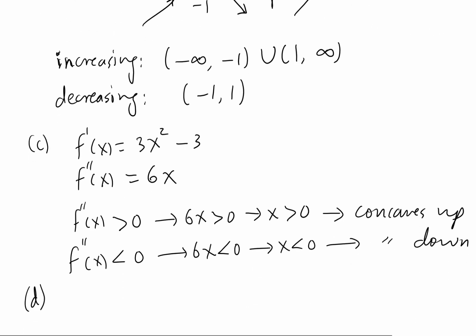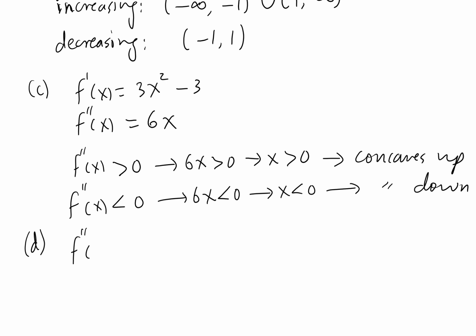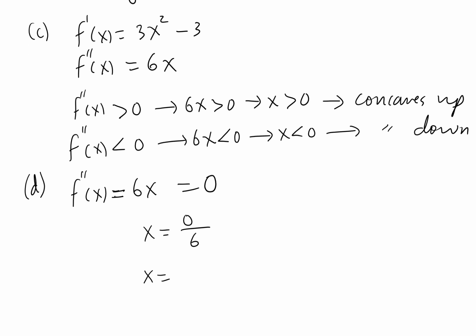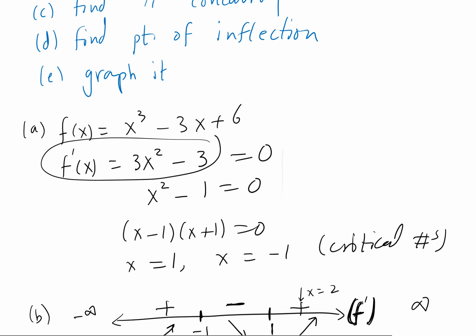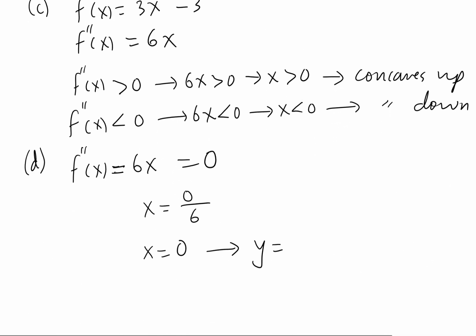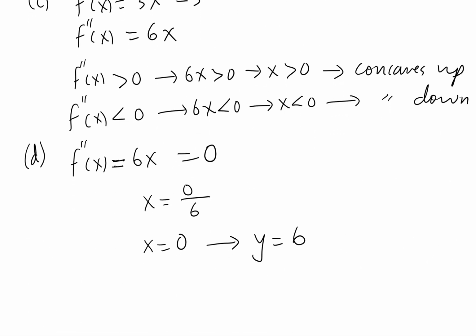Inflection point. To get the inflection point, you need to set the second derivative equal to 0 or does not exist. If you divide by 6, you get 0 over 6, so x is 0. That's not enough. We need to substitute back into the original function to find the y value. If you put that into x cubed minus 3x plus 6, that will give us 6. So the point (0, 6) is the inflection point.